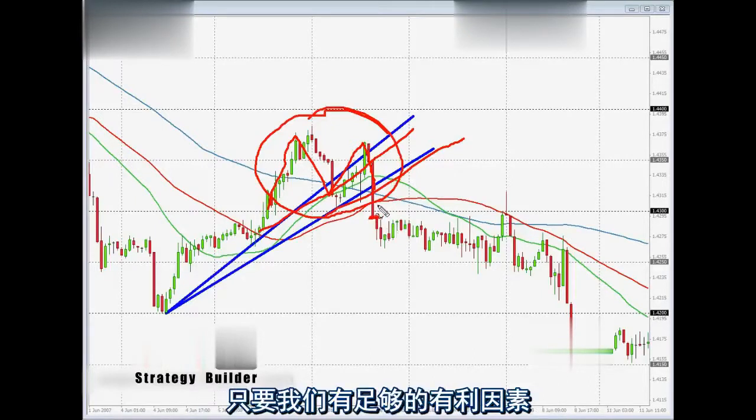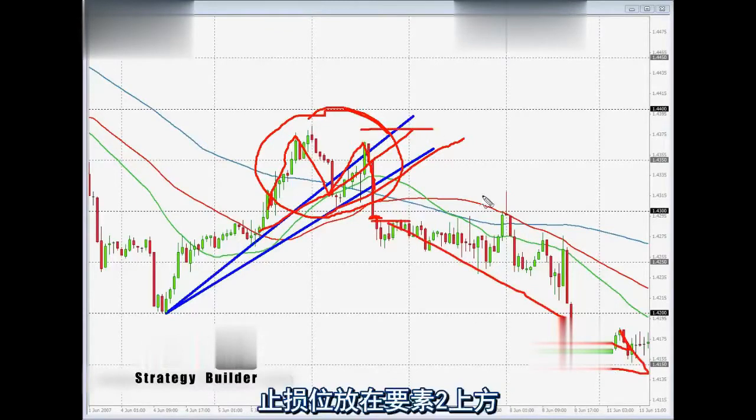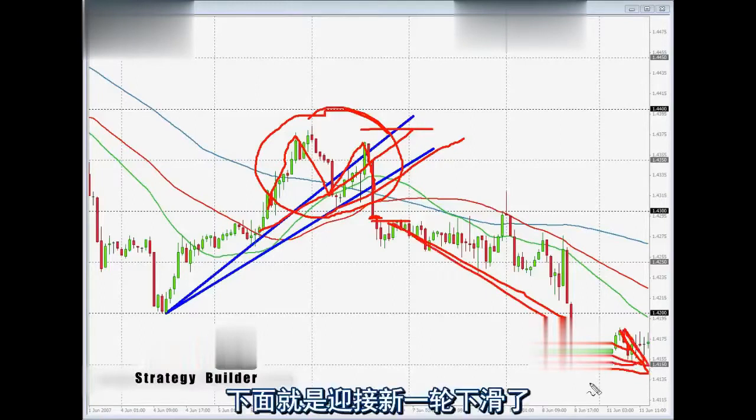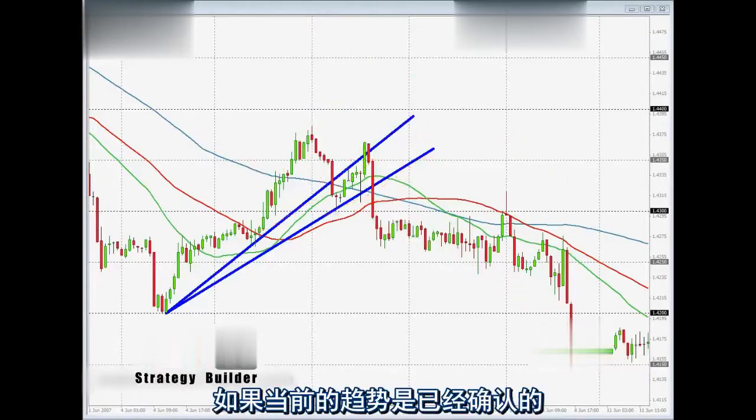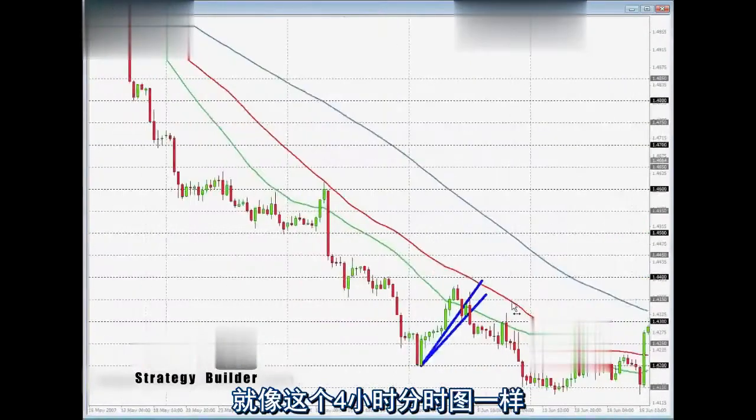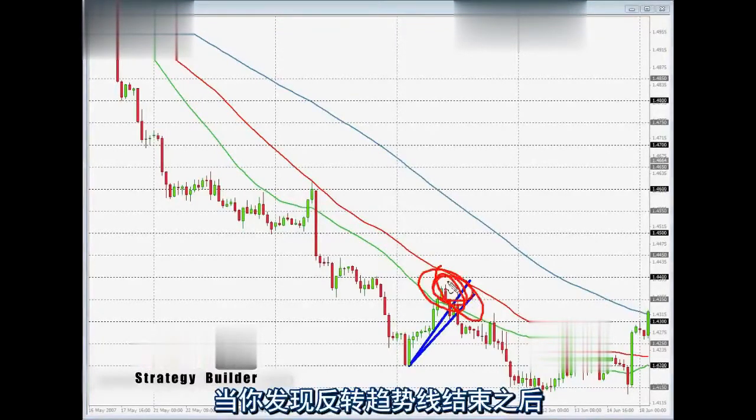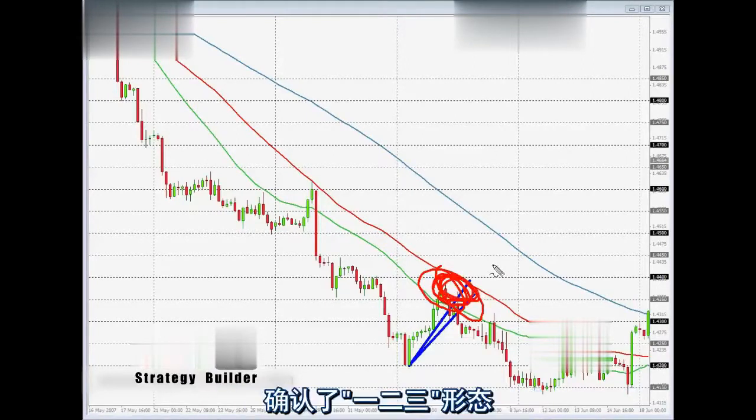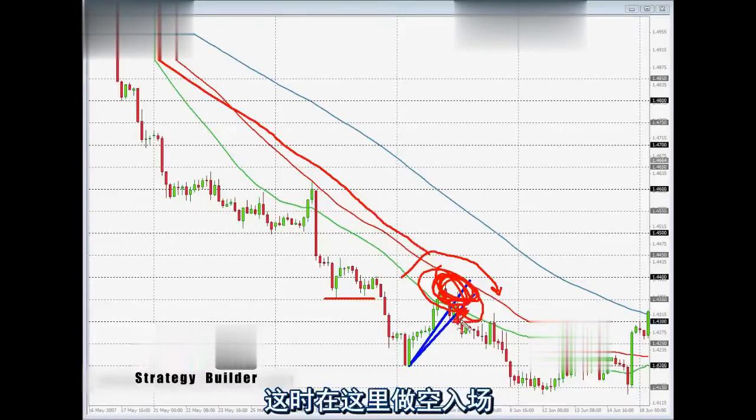You're basically getting many elements on your side, adding up, stacking up chances, odds in your favor, and well, you score a profit. Entry, stop loss beyond the aspect number 2, and there you go, a whole new swing to the downside. If you're trading in a clear downtrend, as we saw on the 4 hours time frame, there are high chances that upon the signal, the retracement trend lines breakout, the 1, 2, 3 formation, the bounce off the different elements of resistance, well, you enter there and you're going to score new profits. It's a high probability setup, okay?